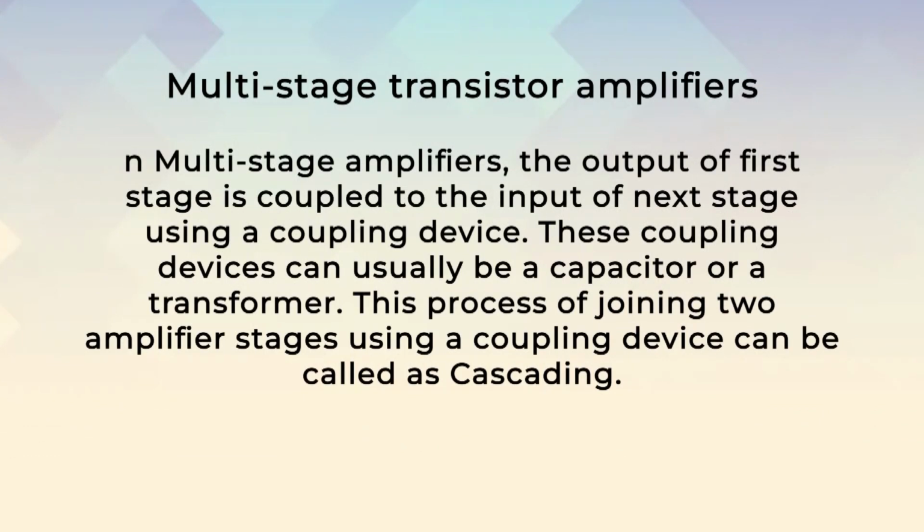Next one, the multi-stage transistor amplifier. In multi-stage transistor amplifier, the output of first stage is coupled to the input of next stage using a coupling device. These coupling devices can usually be a capacitor or a transformer. This process of joining 2 amplifier stages using a coupling device can be called as a cascading.